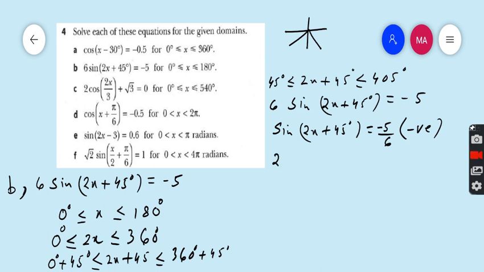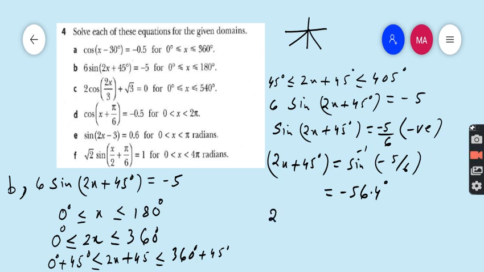2x plus 45 degrees is equal to sine inverse minus 5 upon 6. With the help of calculator find the value. You will get minus 56.4. Minus 56.4.